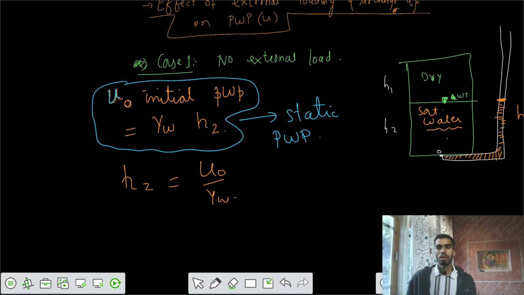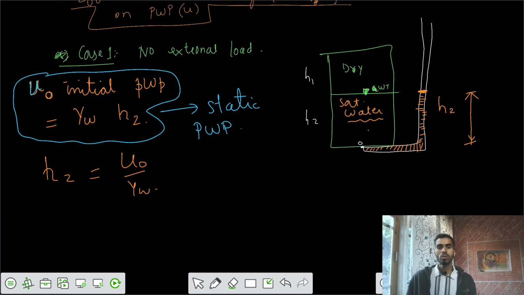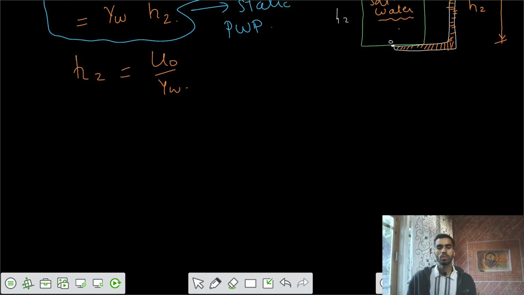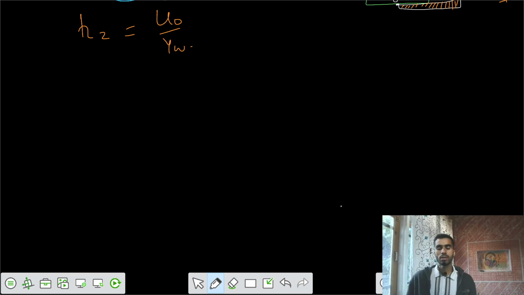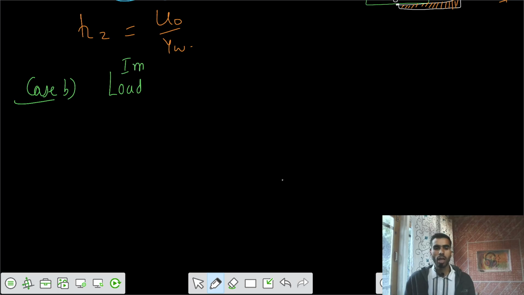Okay. Now let's go for case number two, where we are applying a load. Case number two says that a load is applied, but we want to talk about the time immediately after the load is applied. We want to talk about that immediate time, immediately after the load is applied.